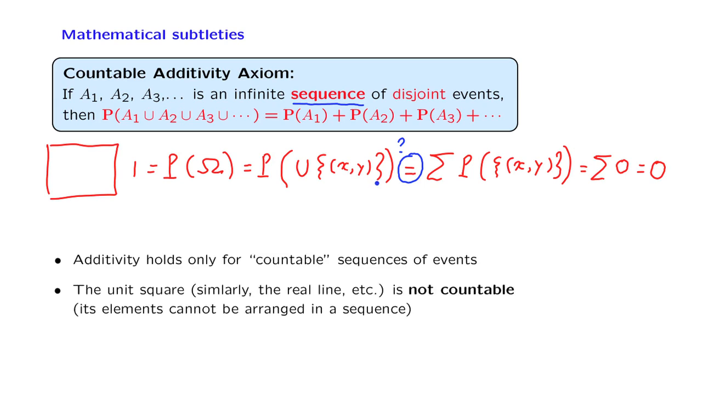This is a deep and fundamental mathematical fact. What it essentially says is that there are two kinds of infinite sets: discrete ones, or in formal terminology, countable. These are sets whose elements can be arranged in a sequence, like the integers. And also uncountable sets, such as the unit square or the real line, whose elements cannot be arranged in a sequence.